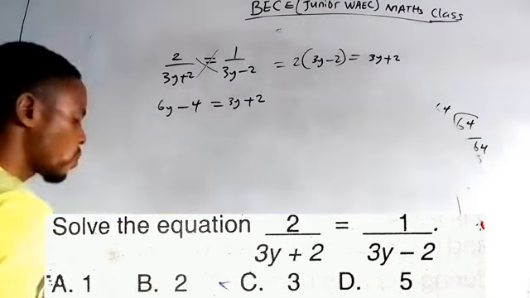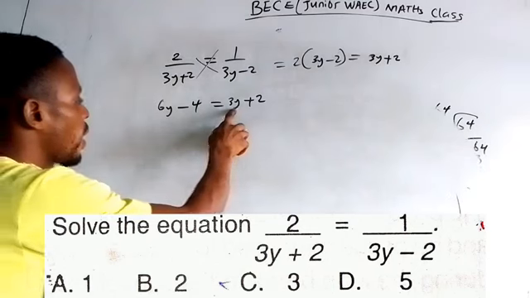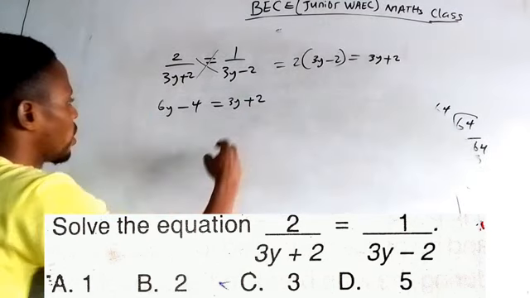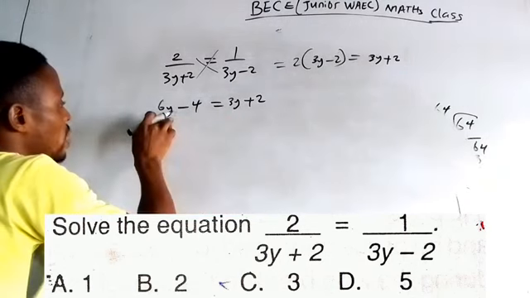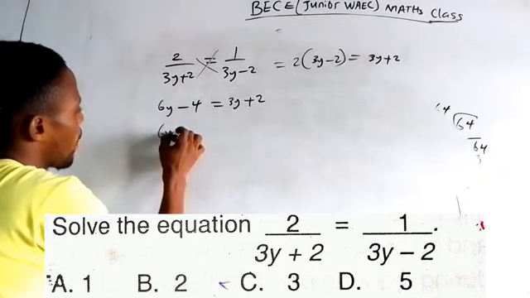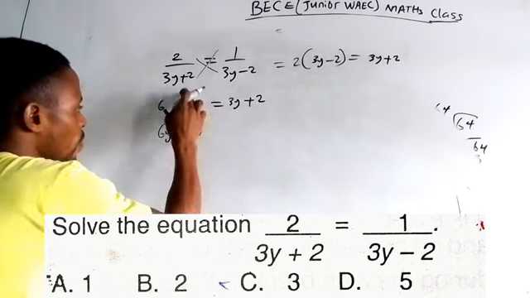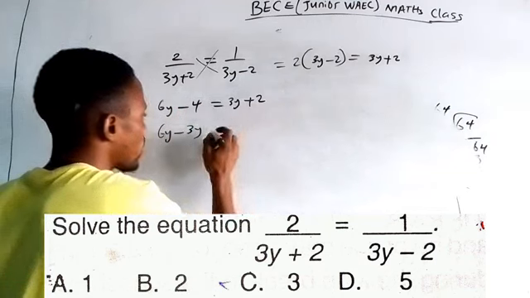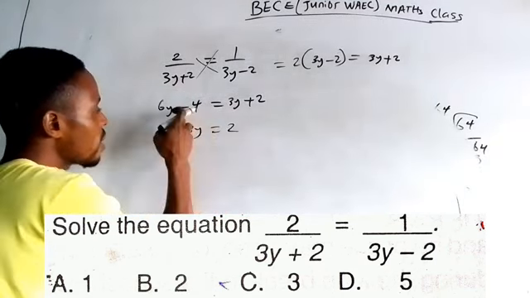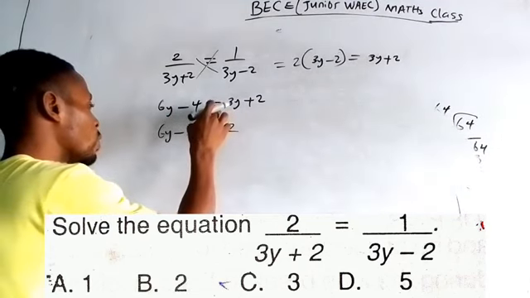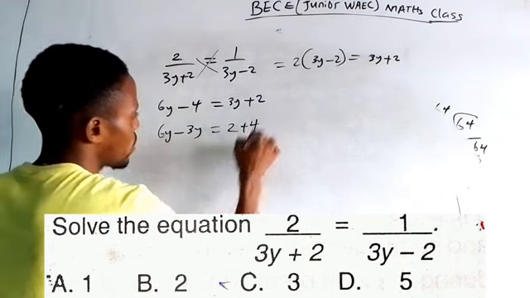The next thing now is to collect like terms, because we have y here and y here, and numbers here and numbers here. So take this 3y to this place, and it was 6y minus 3y. This minus 4, take it to the other side, equal to 2 here already. Immediately you move this minus 4 across, it turns to plus 4.